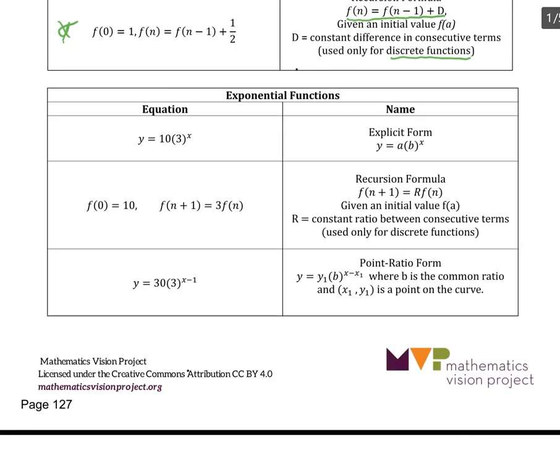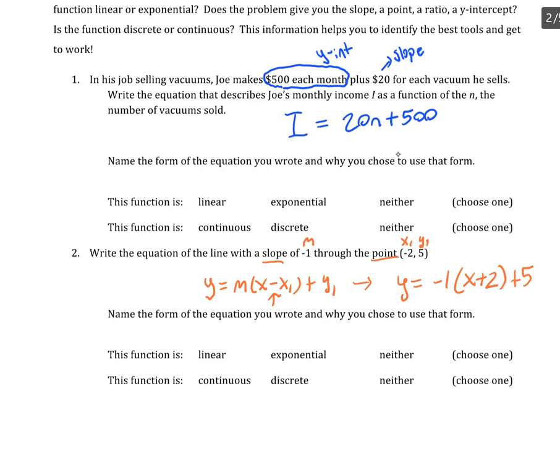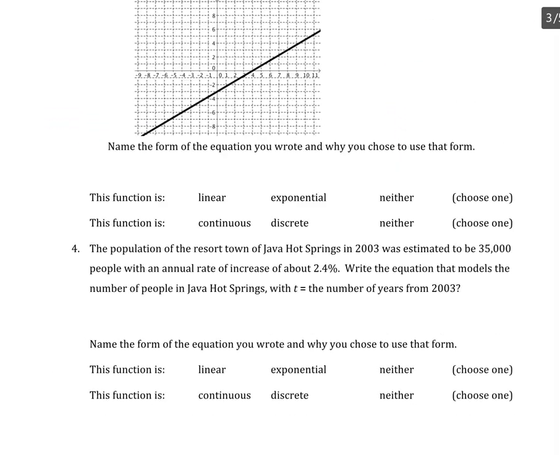So we have the explicit form of an exponential function, y equals a times b to the x power. Let's look for a scenario where that's going to be the most appropriate form to use. So here we have one, problem 4. The population of the resort of Java Hot Springs in 2003 was estimated to be 35,000 people with an annual rate of increase of about 2.4%.